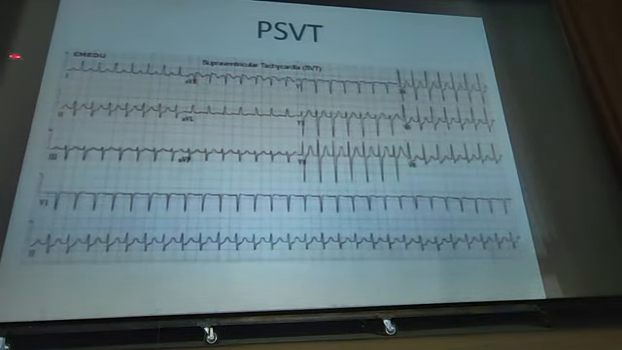This is supraventricular tachycardia. You can't see the P wave. There is no P wave here. Supraventricular tachycardia. It is not sinus. Okay, it is from the atrium, from a site above the ventricle, but not sinus because there is no P wave. You can't see the P wave.